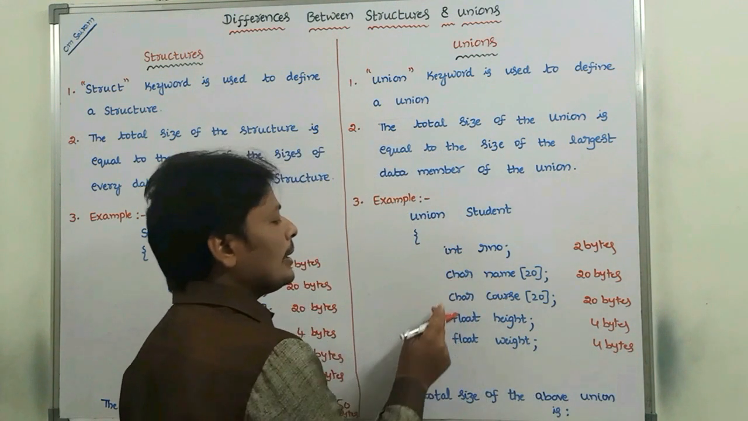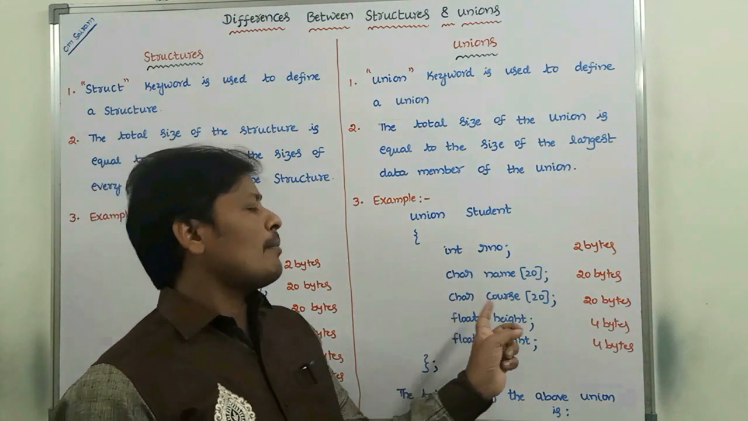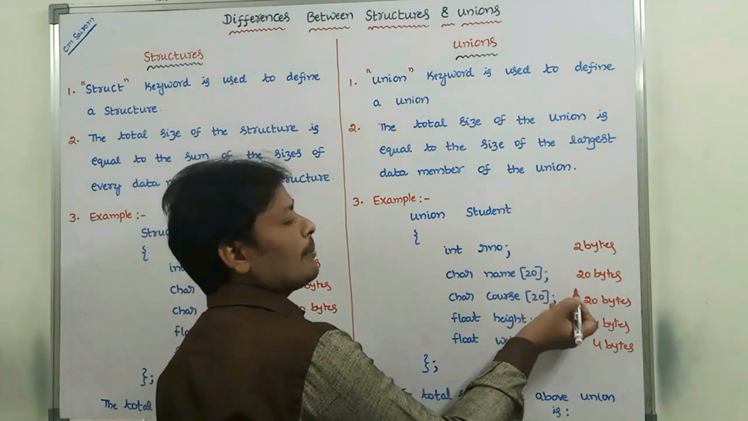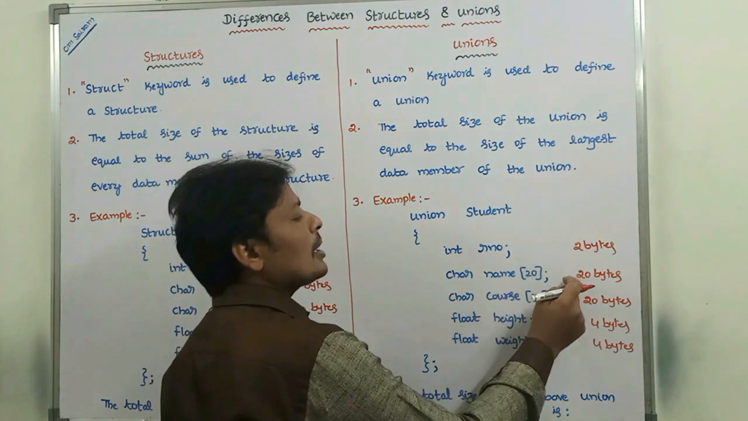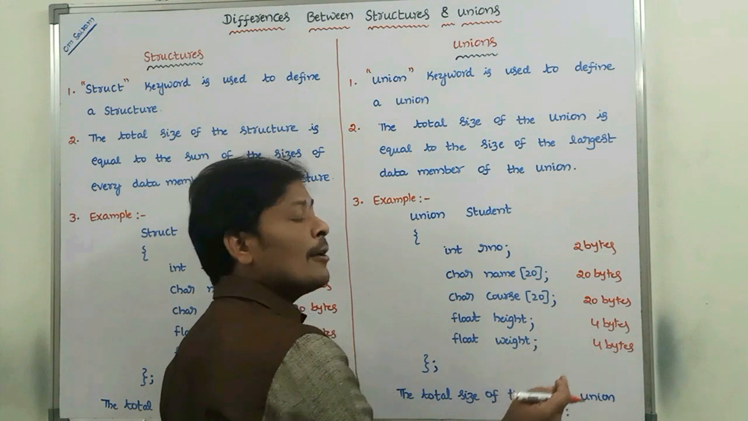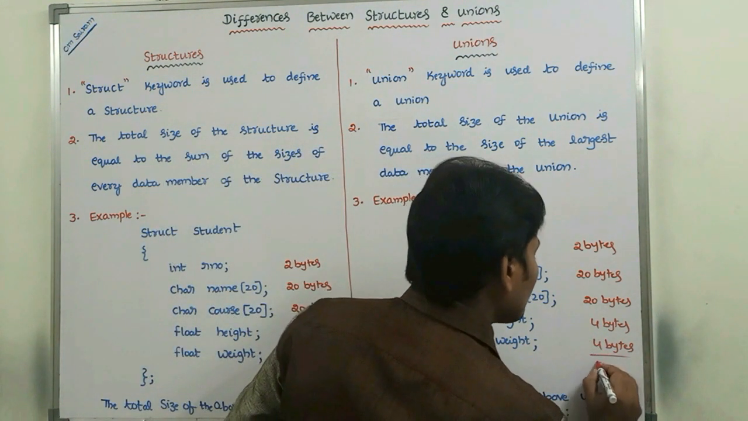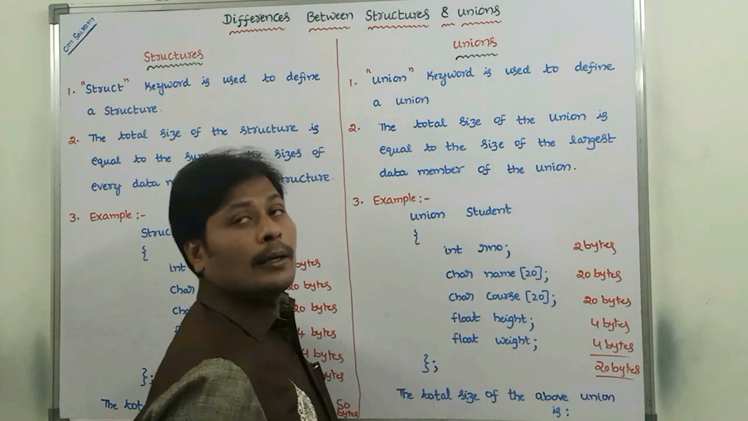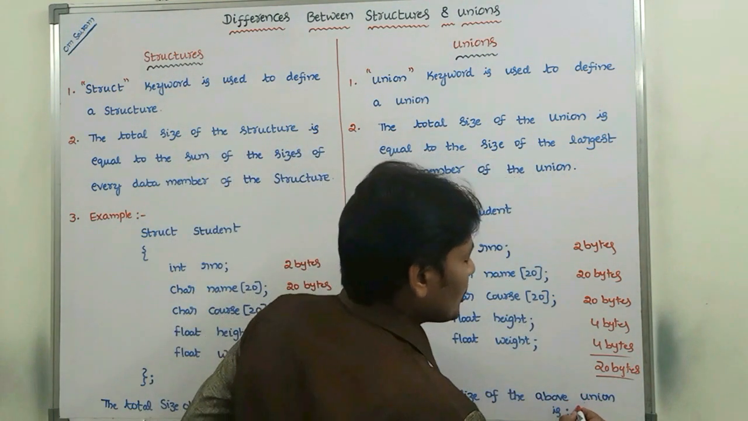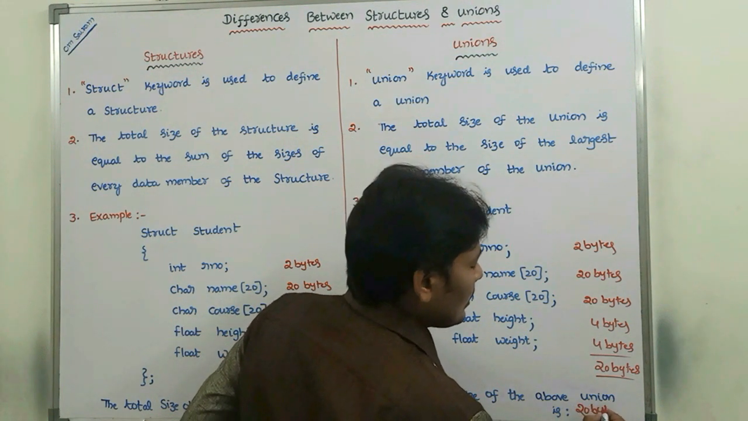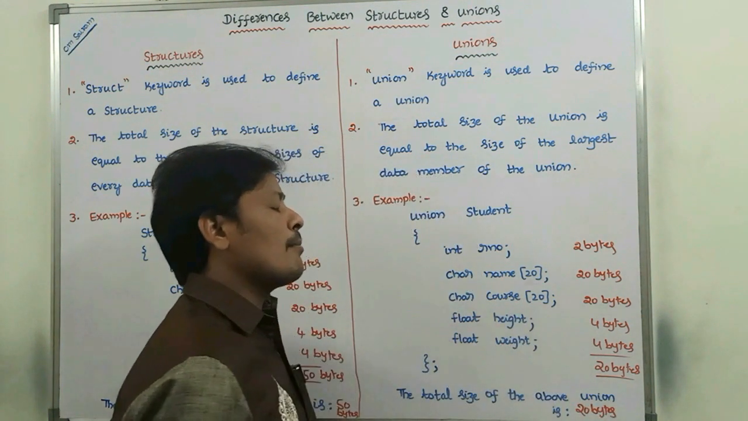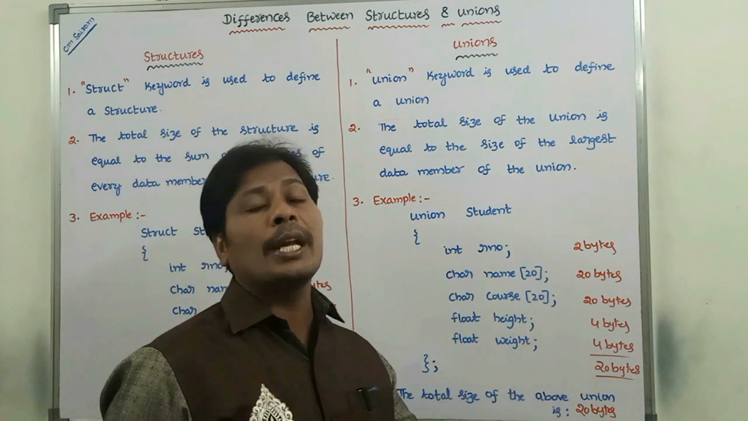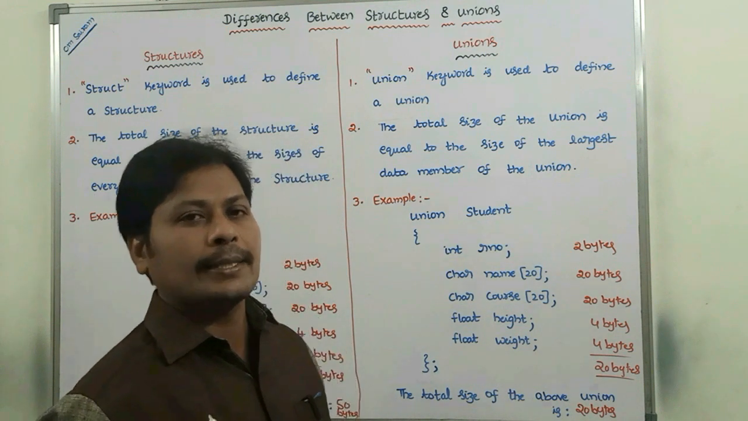Among all the data members, which data member occupies the largest amount of memory? That is 20 bytes. The maximum of 2, 20, 20, 4, 4 is equal to 20 bytes. So the total size of the union student is 20 bytes, because here the largest data member occupies 20 bytes. So the size of the union is also 20 bytes.